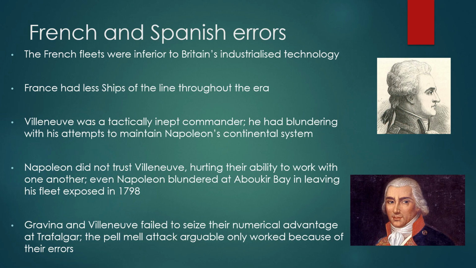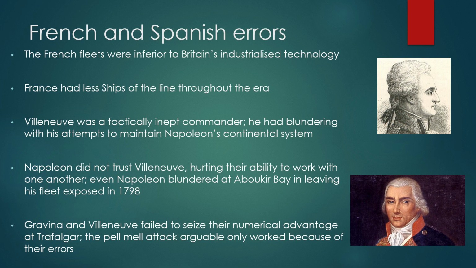And lastly, because of the wording of the question, you can consider some Spanish errors as well. You have Gravina and the Spanish fleet who do pair up with Villeneuve and, of course, provide assistance at Trafalgar. And in doing so, they give themselves a numerical advantage over Nelson and Collingwood's fleets. But they don't take advantage of that. They instead just do a typical defensive broadside tactic, and instead of pressing the issue and taking advantage of the fact they've got more ships, they in some ways trust themselves to soak up Nelson's pell-mell charge with his two-line column, but it doesn't work, and leads to a disaster for the Spanish and the French.